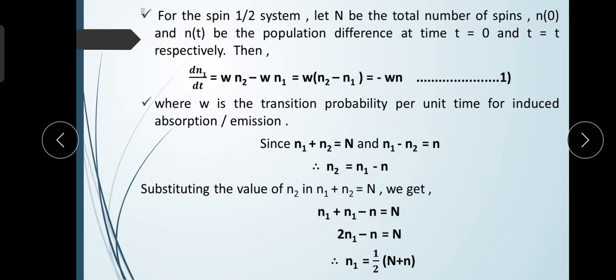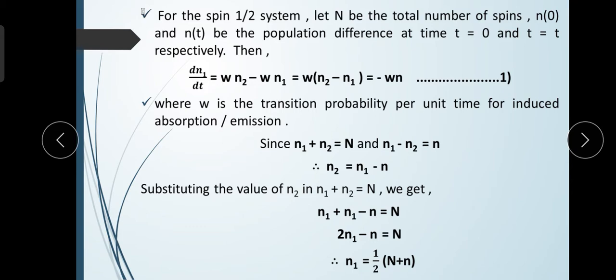W n. Here we have the spins, that is N2 minus N1, and this quantity we can denote by a new letter, that is a small n. So this is the difference, that is the population difference, which is denoted by small n. So the rate of change of spins occupying the lower energy level is given by this quantity. Here W is the transition probability per unit time for induced absorption or emission.